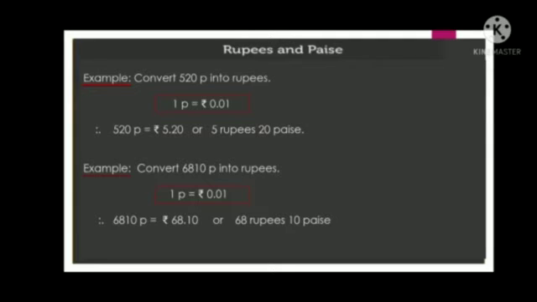Example 2. Convert 6810 paise into rupees. Therefore, 6810 paise is converted into rupees. We'll get rupees 68.10, or we can read it as 68 rupees and 10 paise. I hope you have understood the conversion of rupees into paise and paise into rupees.